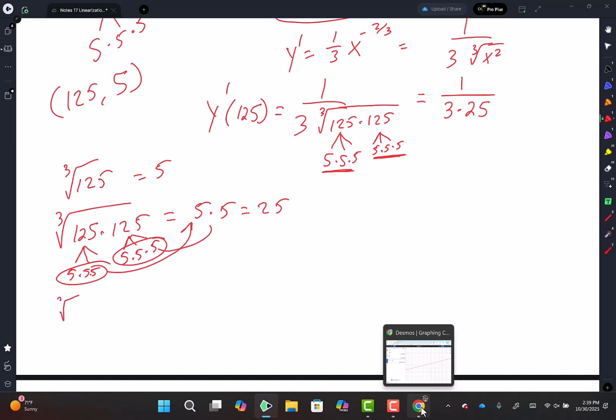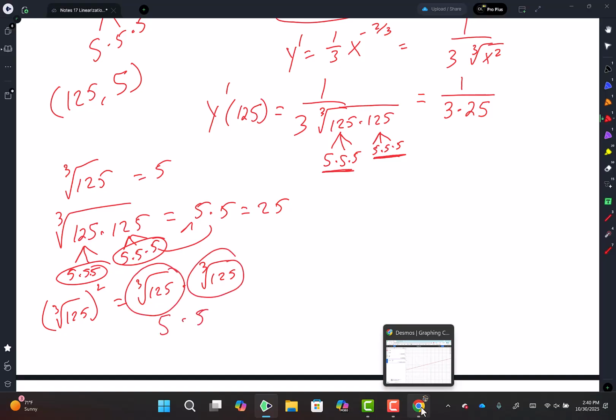Yes. Cube root of 3, 125 times cube root of 3, 125. I guess let's show the work there first. So let me show this. Cube root of 125 squared means cube root of 125 times cube root of 125. You could have put the square after the 5 there, but I put it on the outside. Doesn't matter. This is 5. This is 5, right? Are we good? Okay.